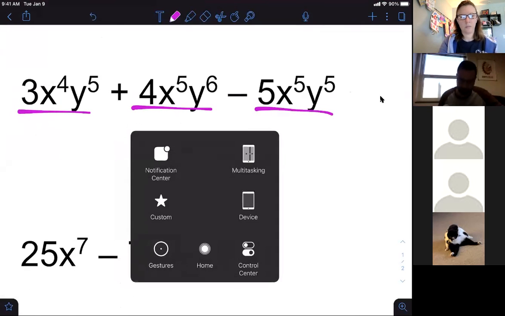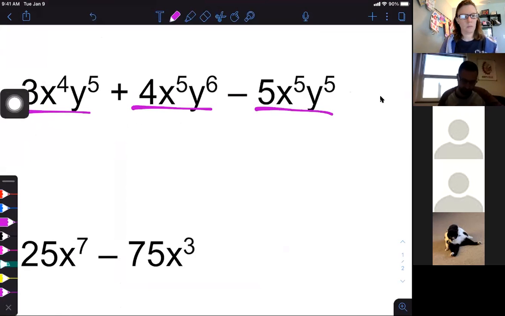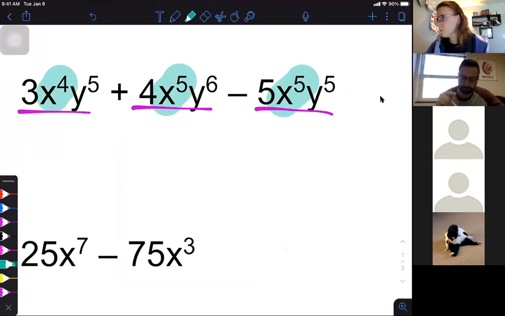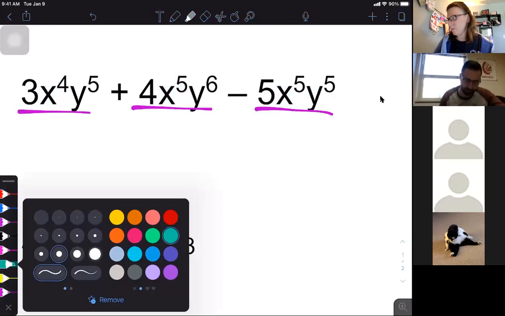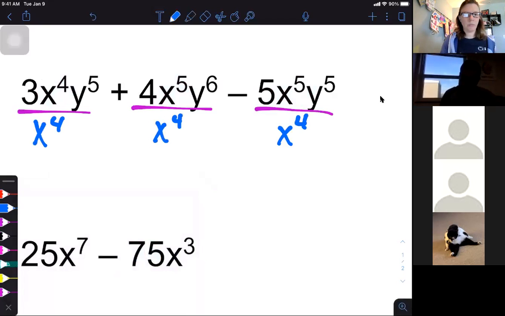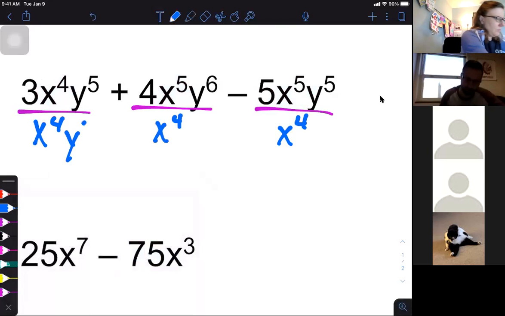So when I look at the variables here, when I start with the X, what's the lowest X that we have? The lowest power? X to the 4th. Yeah. So we get X to the 4th for each of these is the GCF. And then what's your Y GCF? Y to the 5th. Yeah, Y to the 5th. So that's your GCF.